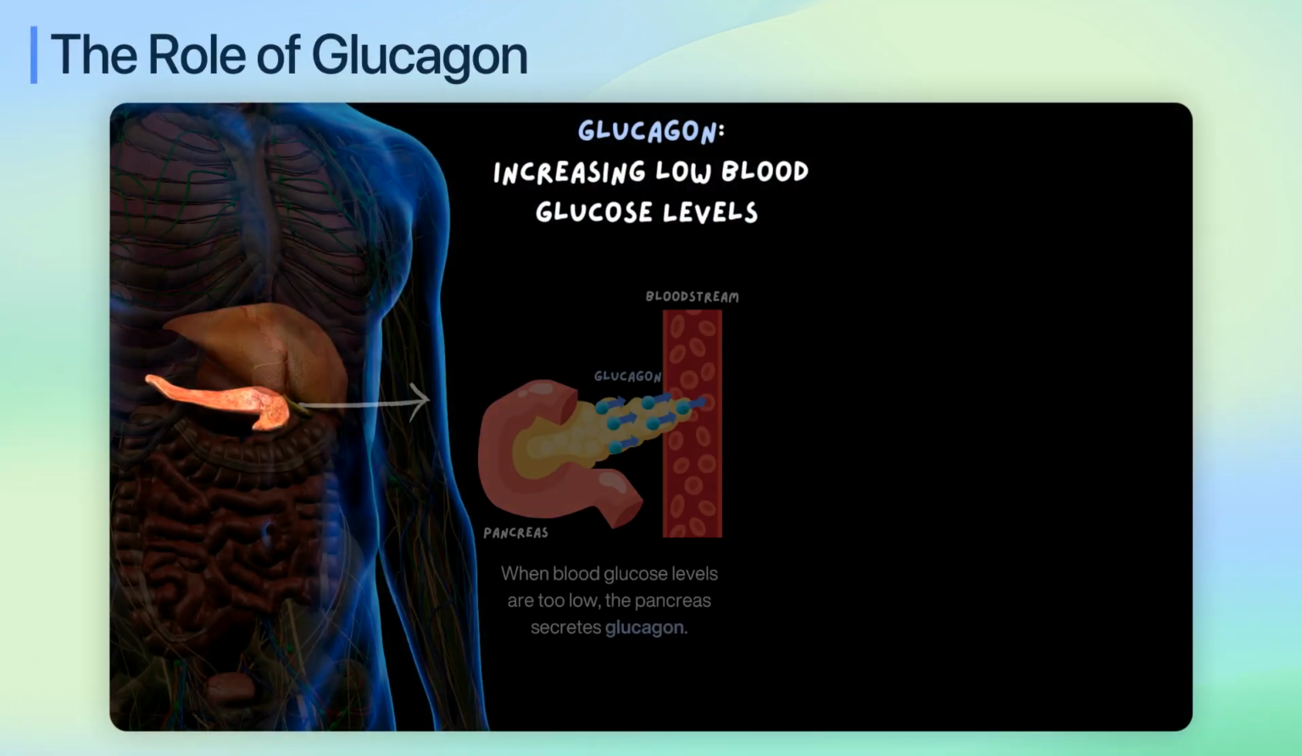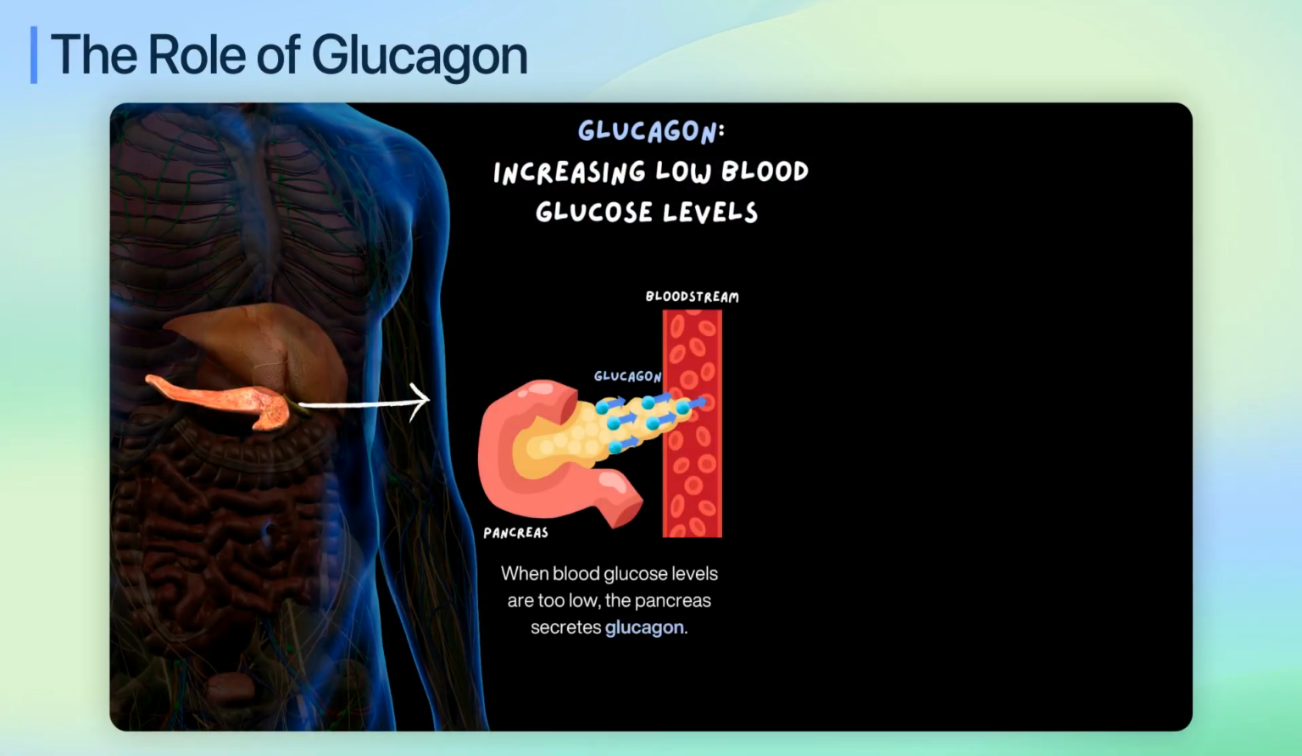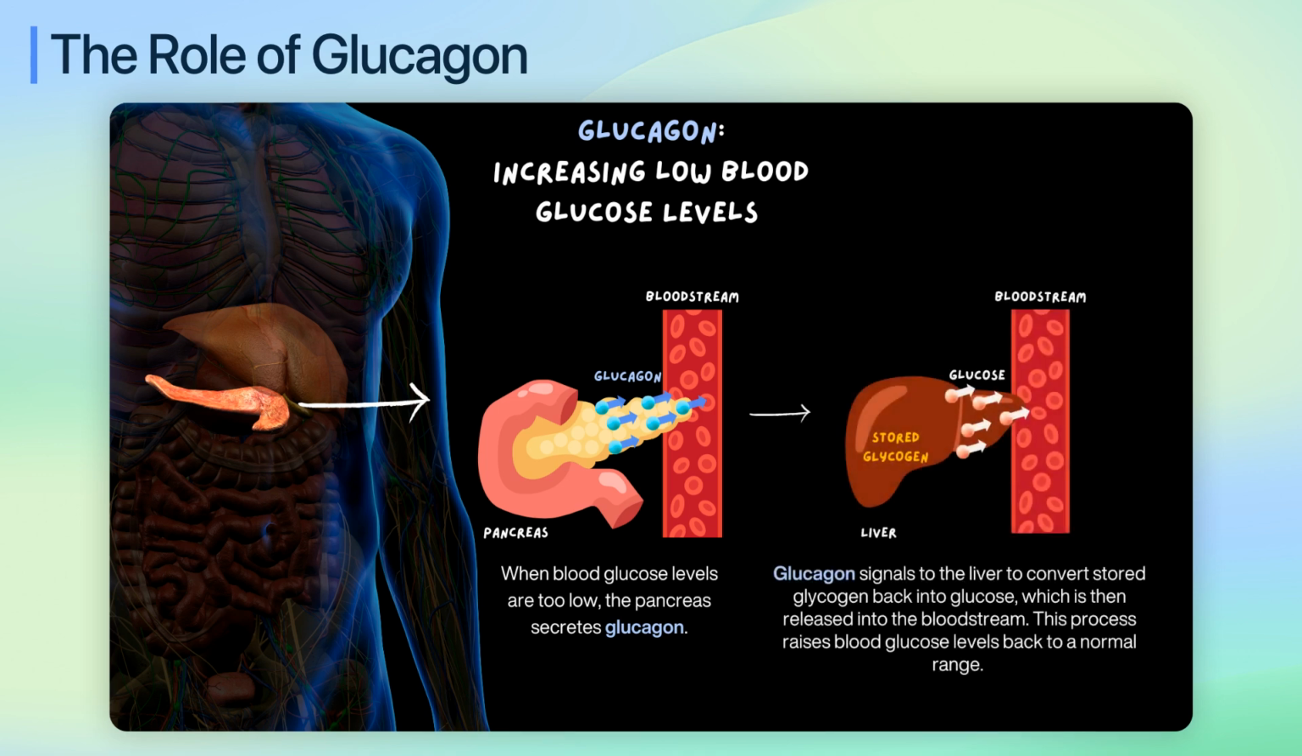Conversely, when blood glucose levels are too low, the pancreas secretes glucagon. Glucagon has a very different function. Glucagon signals the liver to convert stored glycogen back into glucose, which is then released into the bloodstream. This process raises blood glucose levels back to a normal range.